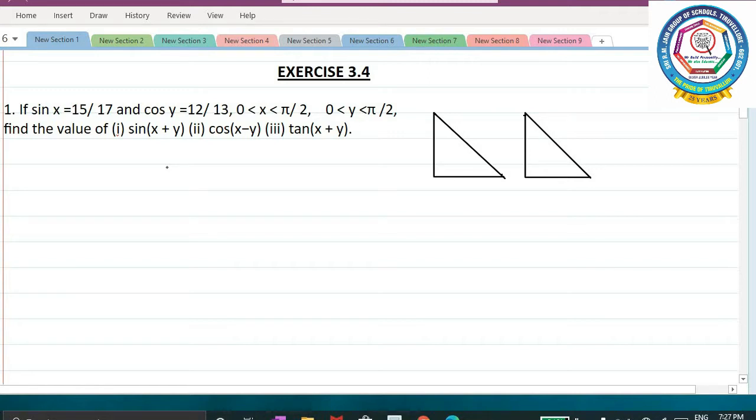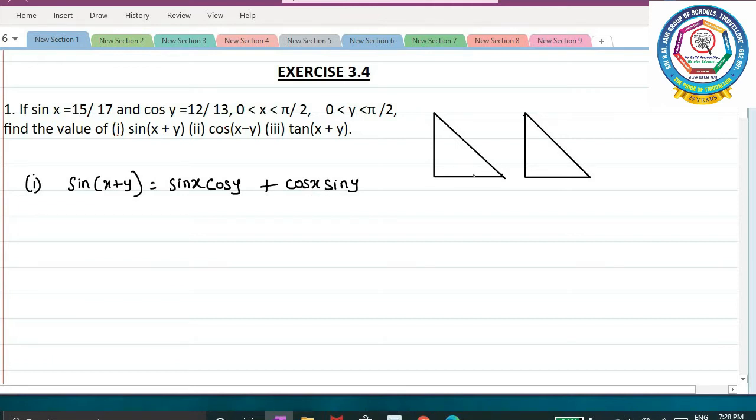So we know the formula: sin of x plus y equal to sin x cos y plus cos x sin y. So here what is given? Sin x is given, cos y is given. So we don't know cos x and sin y. We have to find them out.